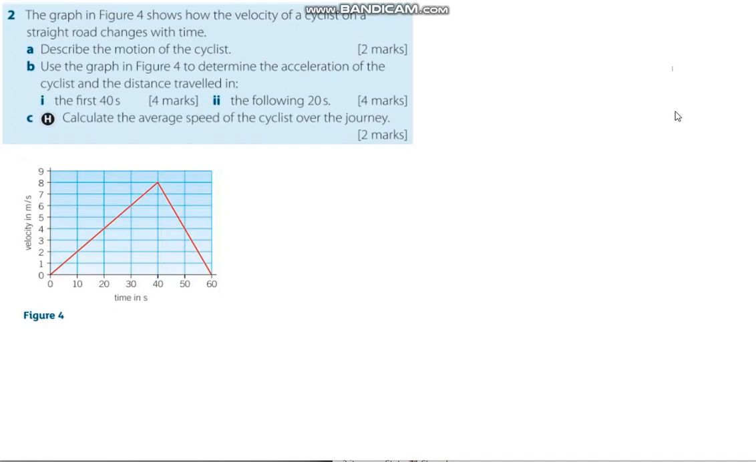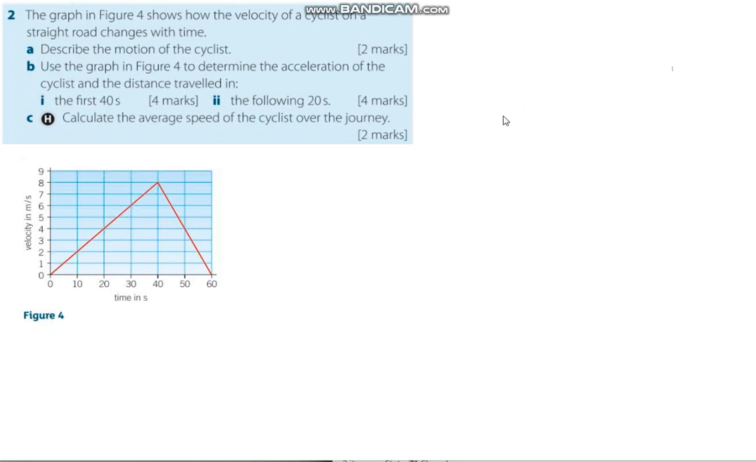Question 2. The graph in figure 4 shows how the velocity of the cyclist on a straight road changes with time. A. Describe the motion of the cyclist. So all we need to do here is look at the graph and describe what the graph is showing us. So we can see that we've got a positive gradient here and it's in a straight line, and then we've got a negative gradient here in a straight line.